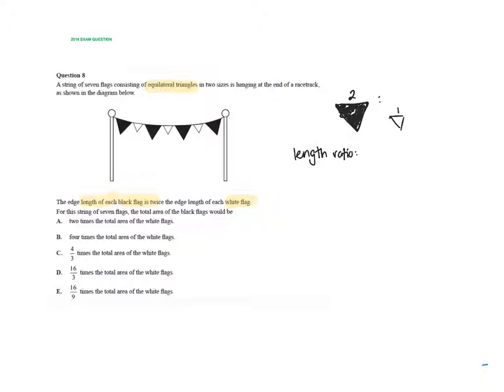Now, they ask us in the question for the total area of the black flags. So people realise, oh yeah, good, we've got to find the area ratio. The area ratio would be 2 squared to 1 squared, which is 4 to 1. So what you're saying when you say that area ratio is, if the black flag was 4 centimetres squared in area, the white flag would be 1 centimetre squared. That's sort of what a ratio means.